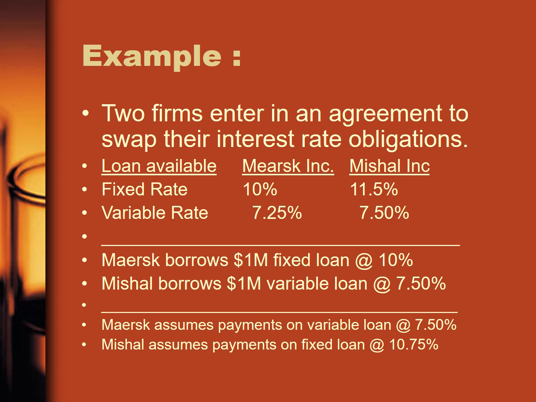Well, actually, Mars is borrowing 1 million at the fixed rate of 10%, and MPHIL is borrowing 1 million at the variable rate, that is 7.50%. And then they swap the interest between themselves. So Mars assumes payment on the variable loan at 7.5%, and MPHIL assumes payments on the fixed loan at 10.75%.